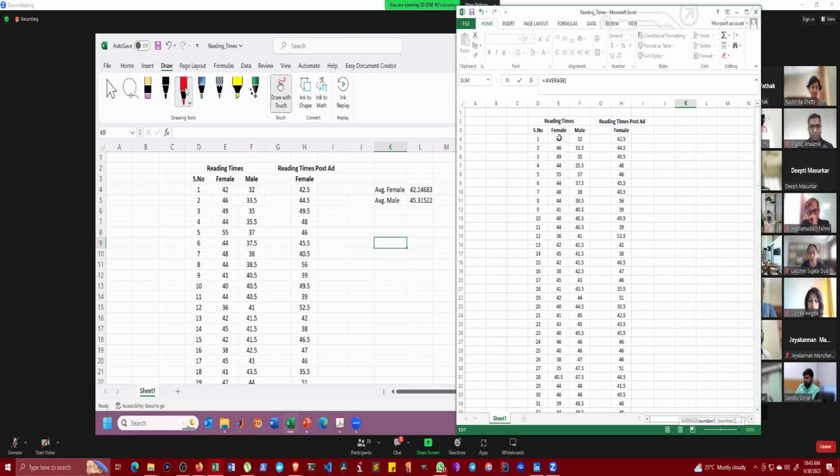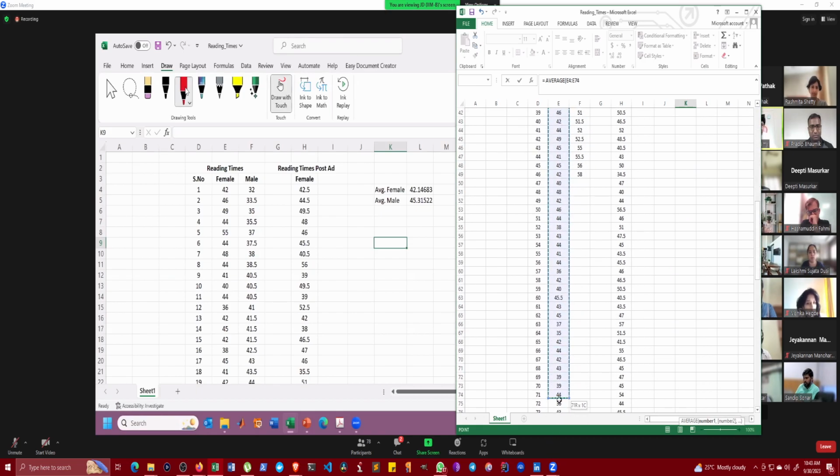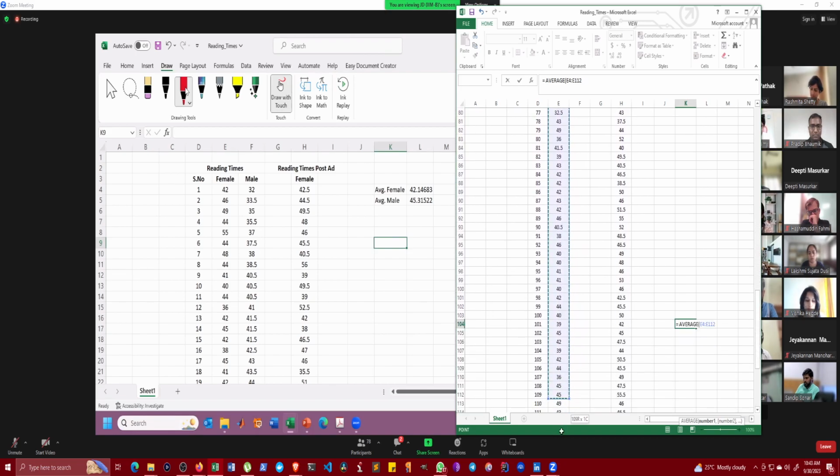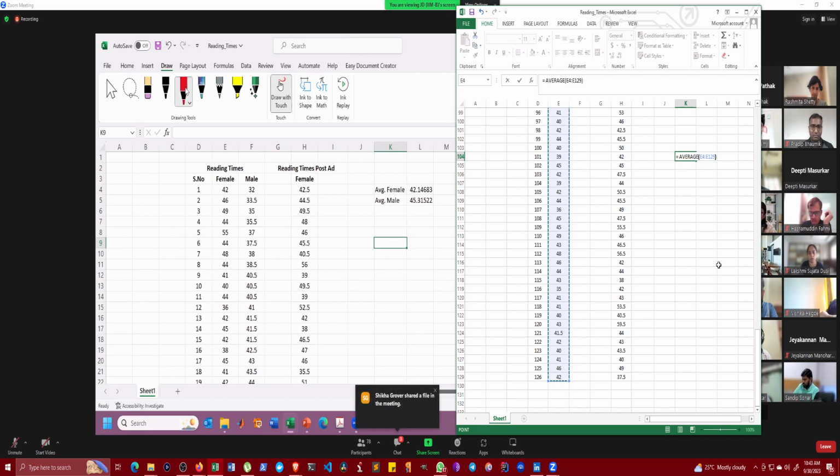So, suppose the newspaper app company claims the following, that females on average, mu F, on average is 44. Suppose the newspaper company claims that on average females spend 44 minutes on the app. How would you test that claim?